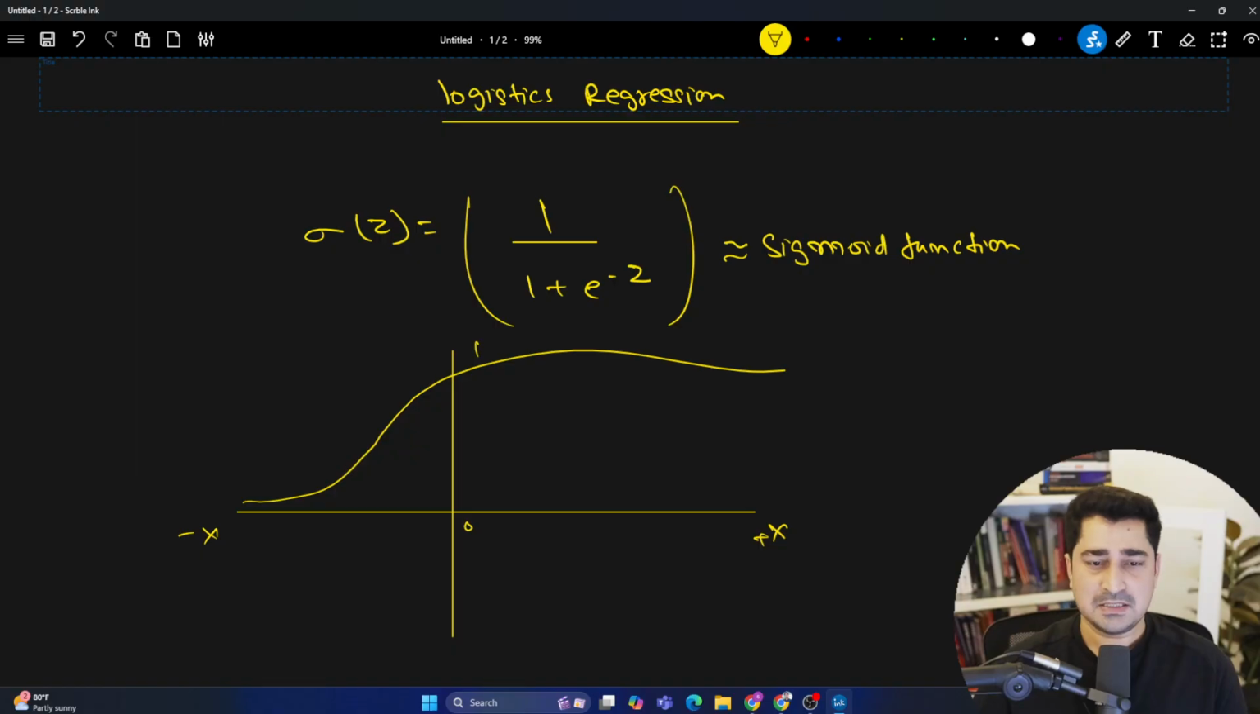If you are going to pass, it will always give you an output between 0 and 1. This graph is a little bit different, but it's almost going to give you this kind of graph. This is something called sigmoid. This function is always going to give you something between 0 and 1, not beyond 1 and not below 0.